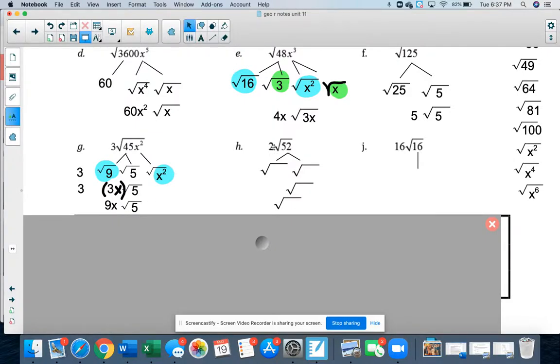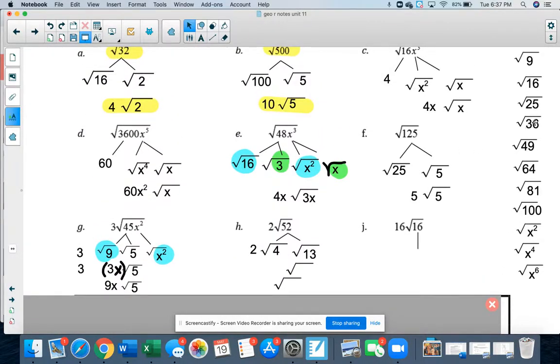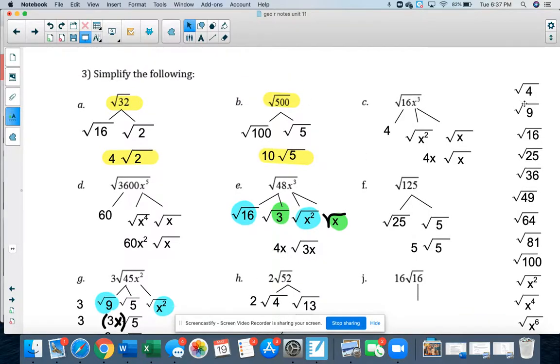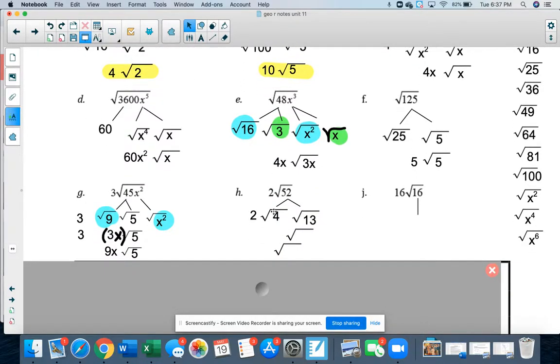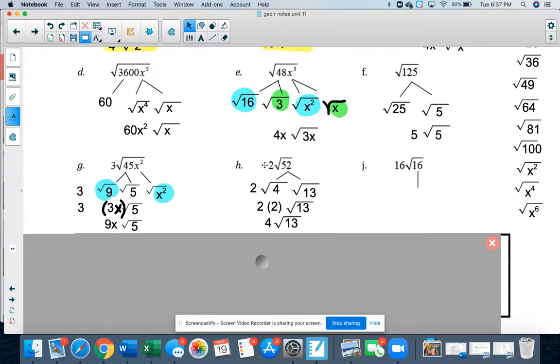Again, on H, this 2 is hanging out in front. Square root of 52 breaks down to 4 times 13. Now, you might not have known that. I just take 52 and I start dividing by 36, 25, 16, 9, 4, and I see where it goes in evenly. The only thing that goes in evenly is 4. The square root of 4 is a perfect square. It equals 2, and this 2 is hanging out in front. 2 times 2 is 4, and this 13 stays as radical 13 the whole time. So if you have a number in front, when you simplify that radical, it gets multiplied by the number out in front.